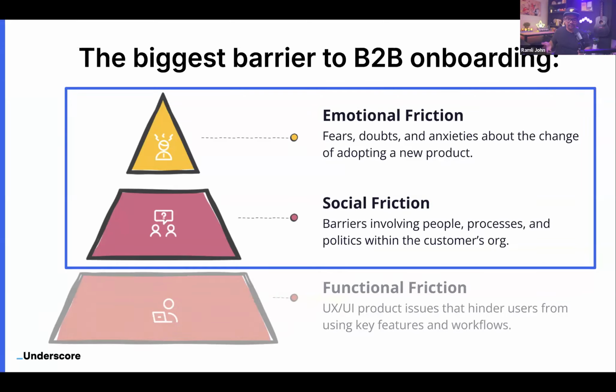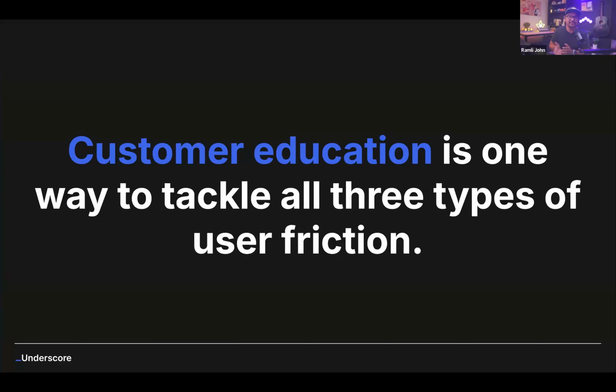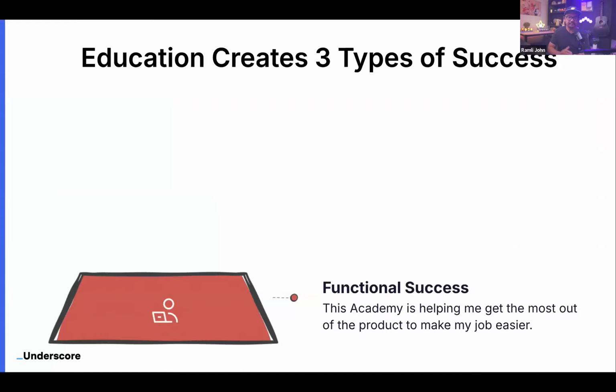And obviously I wouldn't be here if I didn't believe that one of the solutions, and the way to overcome this human barrier, is customer education, right? It's one of the ways to tackle all three types of this B2B friction, because when you educate users, you actually make them successful. And I tie this friction model back to a success model. I believe that, similarly, education can create three types of success, right?